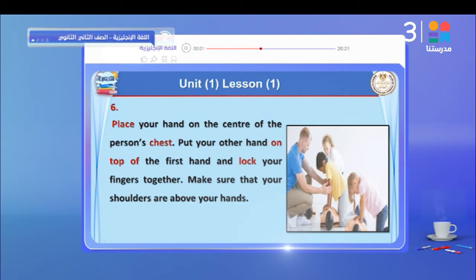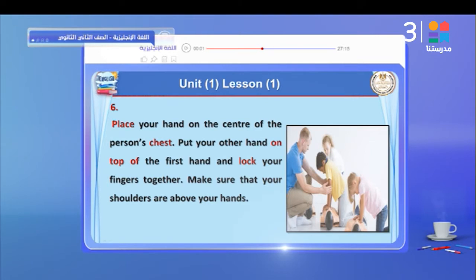How can we perform it? How can we do it? نعمله ازاي? Sorry. Place your hand on the center of the person's chest. دلوقتي هنبتدي بقى نطبقه فعليا. As you see in the picture, this mentor or teacher is teaching the kids or the boys how to perform CPR. So you need to put or place your hand on the center.